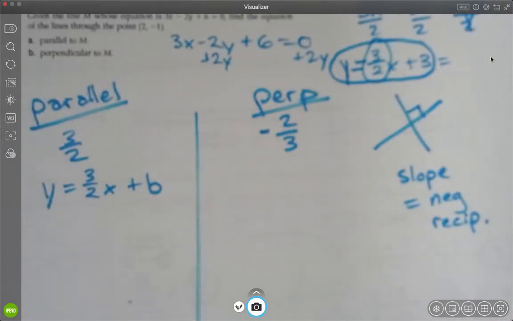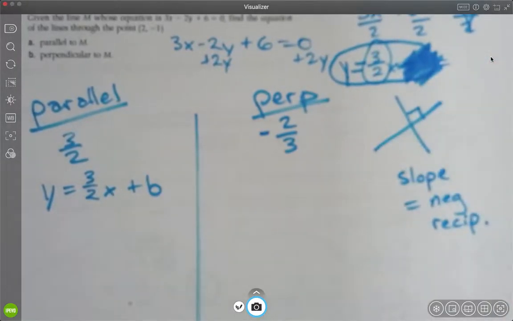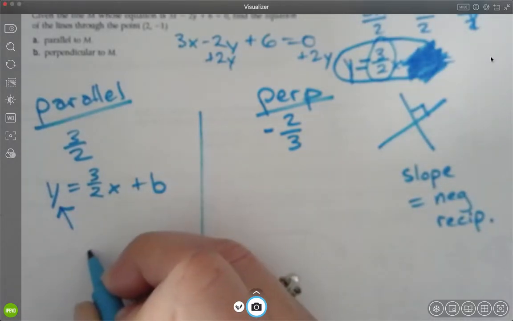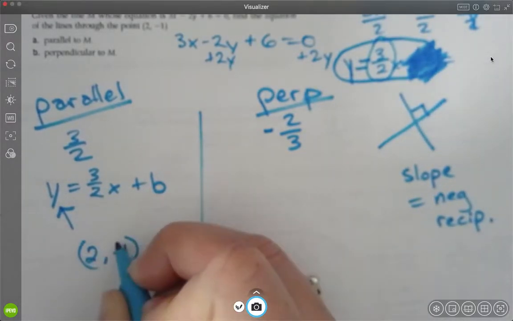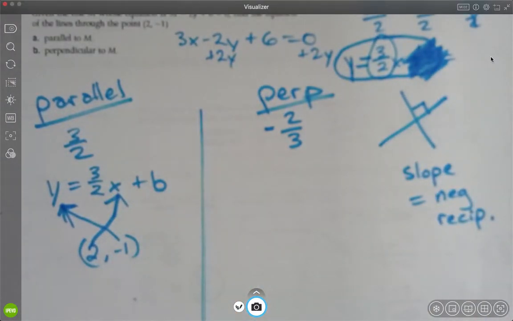I never, ever use this. You cross it out, you don't use it. The only thing that we need the original function for is for the slope. Okay? And then we plug in the point (2, -1). So the -1 goes for y, the 2 goes for x, and then we solve for b, just like we did normally, yeah?